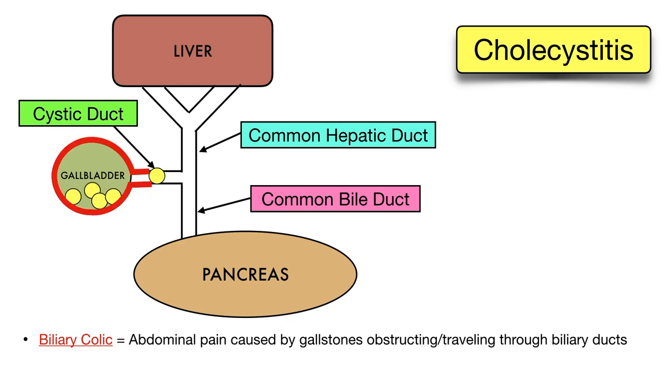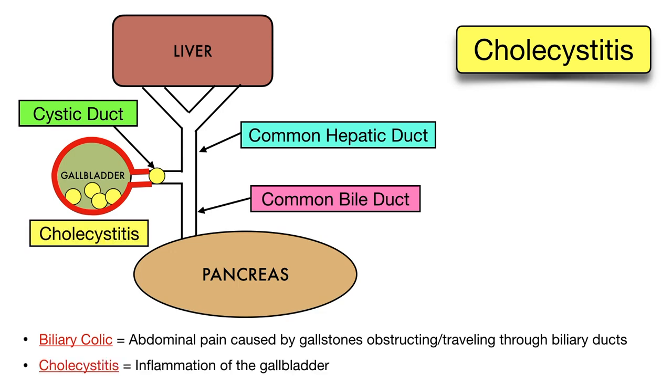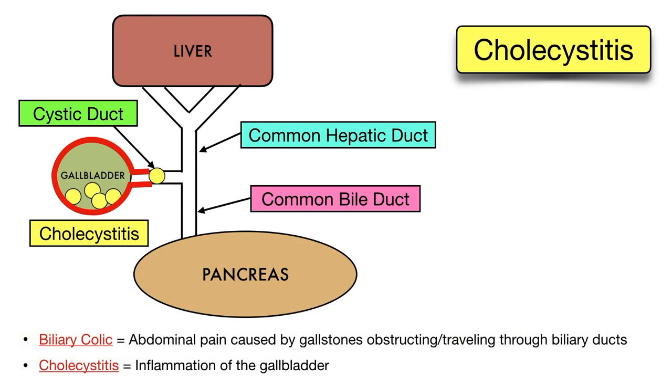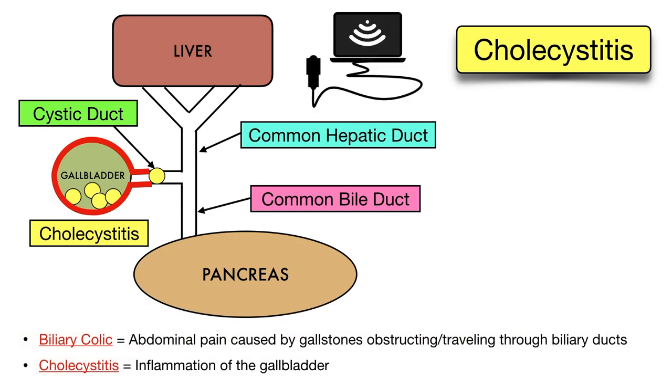Infection can also develop because the stagnant content in the gallbladder that's just sitting there becomes a breeding ground for bacteria. This obstruction can cause cholecystitis, which is inflammation of the gallbladder. Symptoms may include right upper quadrant abdominal pain, fever, and nausea or vomiting. Cholecystitis can be diagnosed with ultrasound as well, and treatment usually includes antibiotics and gallbladder removal called cholecystectomy.